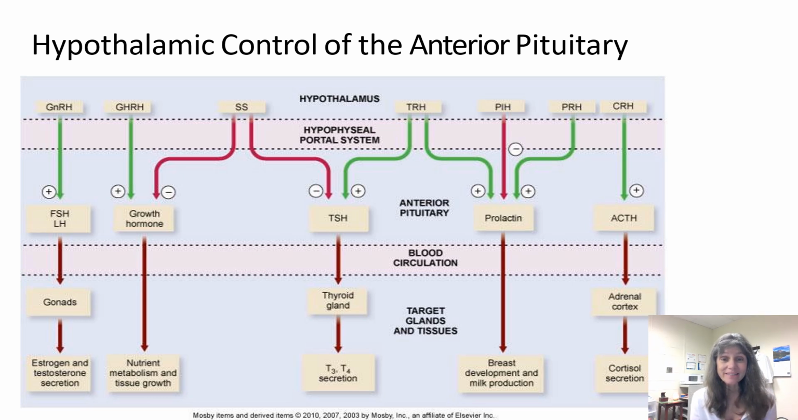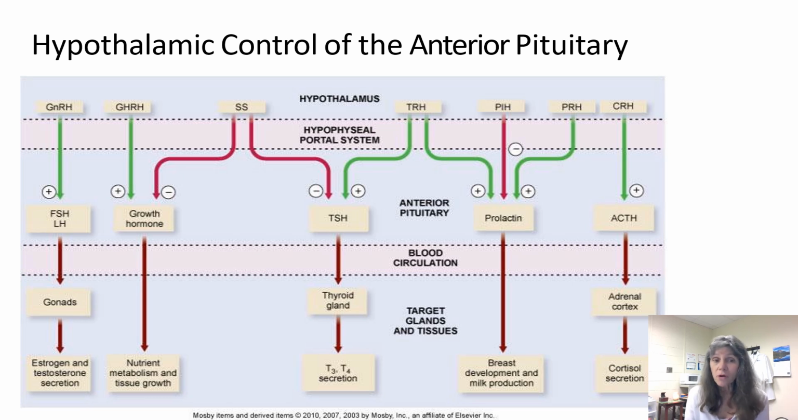Let's start at the top left of this chart, and you can see gonadotropic releasing hormone, which stimulates the anterior pituitary gland to release follicle stimulating hormone and luteinizing hormone, which then flows through the bloodstream to affect the gonads, causing the production and secretion of estrogen and testosterone and progesterone, depending on the circumstances of what's going on in the body in females.